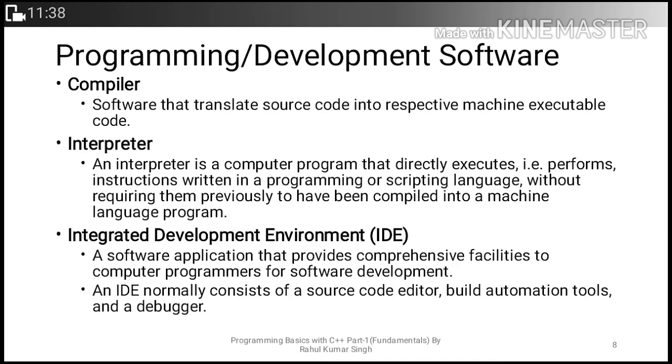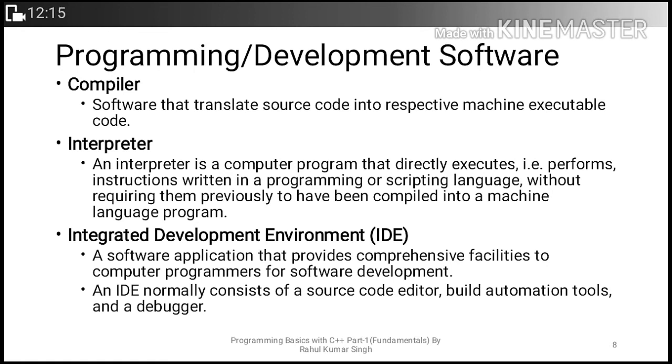Now, programming and development software. As this is a course on the basics of programming with C++, programming and development software like compilers are used to translate source code into the respective machine executable code. What is source code? It is whatever code or instruction in high level or human readable form we are writing, like do this, do that. But in a programming language we do not write it as do this.